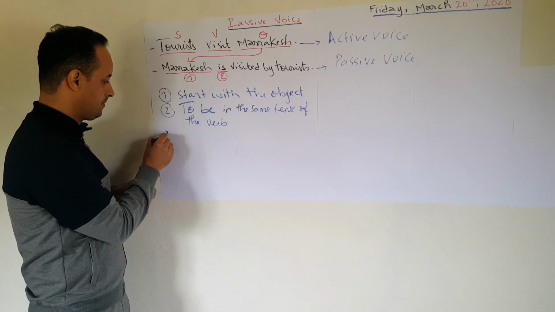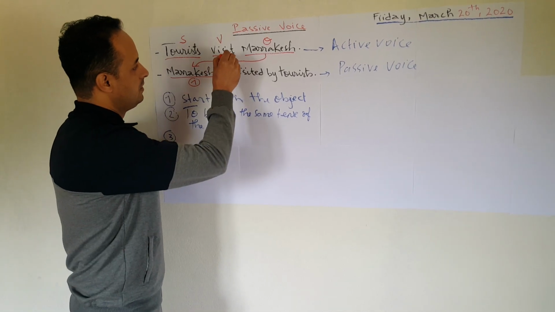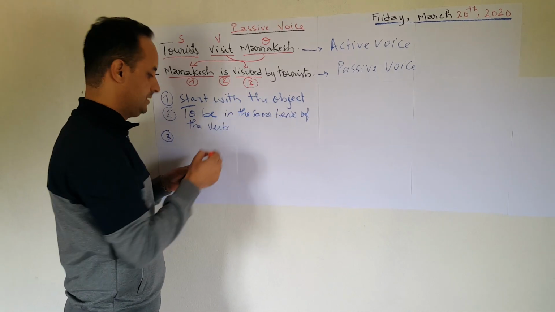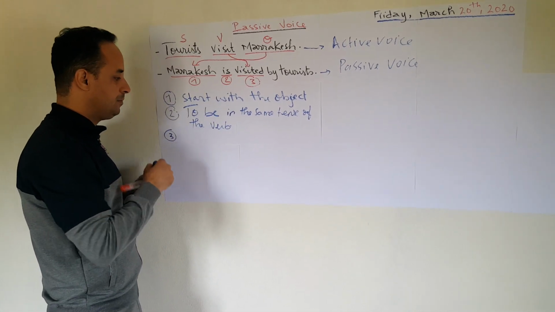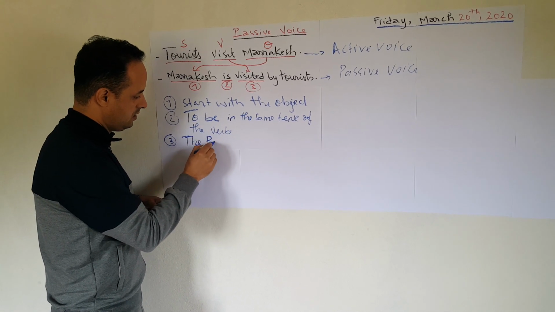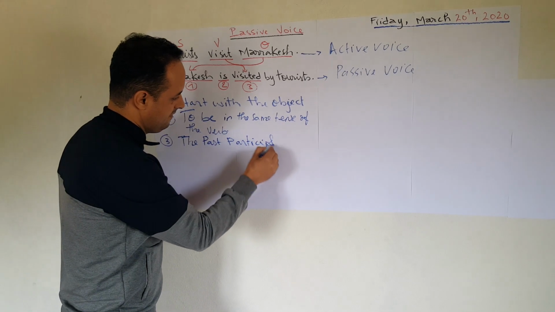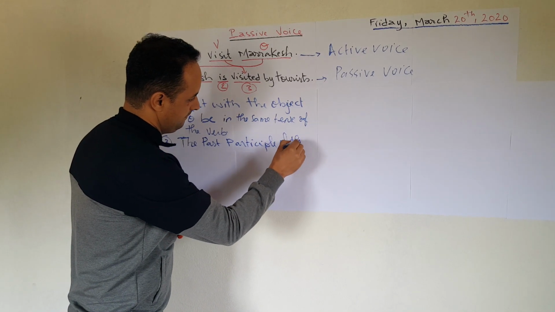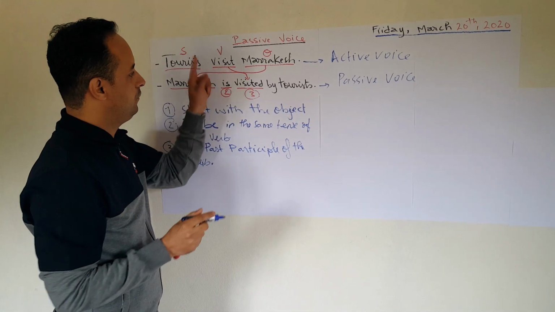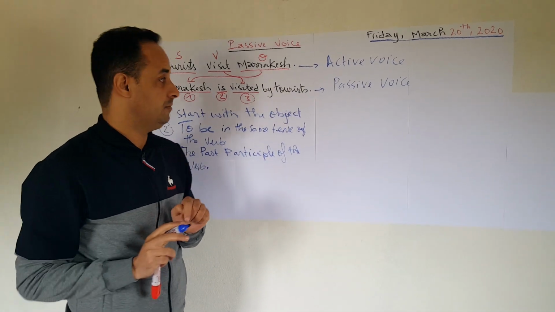And number three, visit becomes visited. What form is this? This is the past participle of the verb. The verb visit becomes visited. It's the past participle form. Be careful, it's not the past simple, by the way.